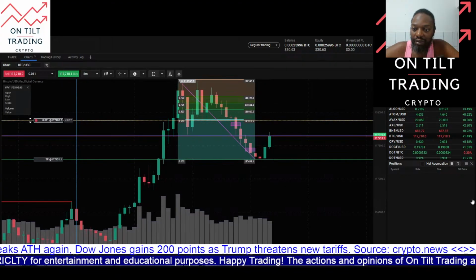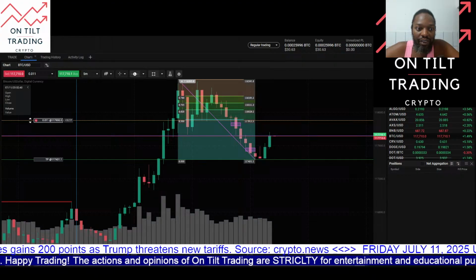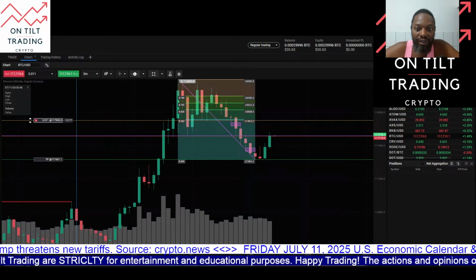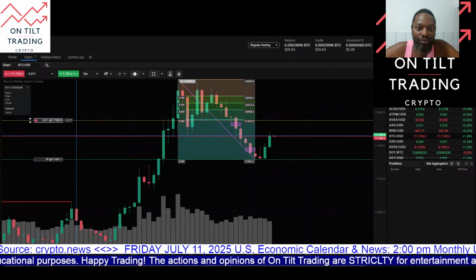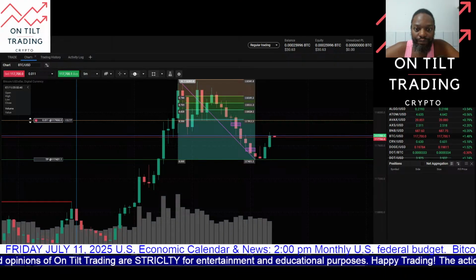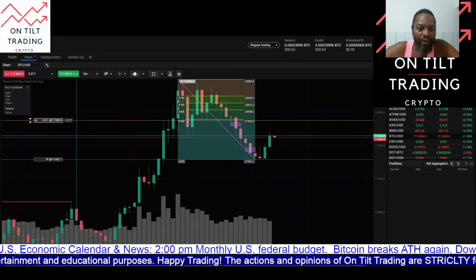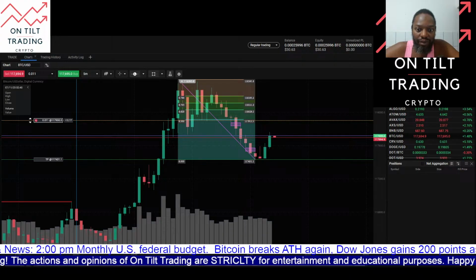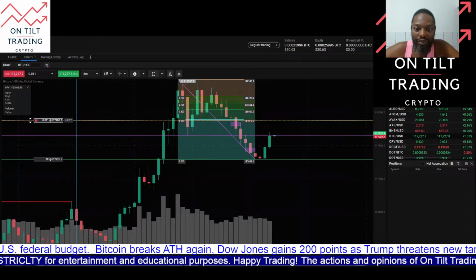So my stop currently is just above this level. 118,396 is the level, so this is 20 cents above the high of this range, which is also the current all-time high. So using this as my anchor point here for my Fibonacci retracement, and then potential take profit down here at the lower edge of the range.